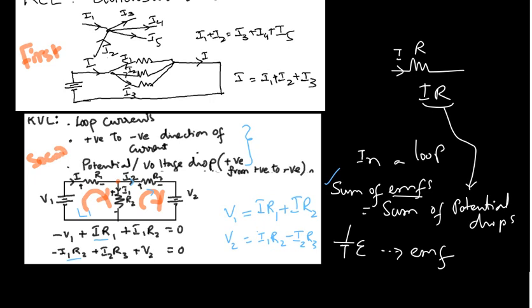Okay. So if you go through this loop, I am going from negative to positive, right? I am traversing this cell from negative to positive. That's why I take it as a negative V1. Then this I am going from positive to negative. Always the current direction enters positive. Therefore this becomes a plus I R1. This is again positive. Therefore I1 R2.